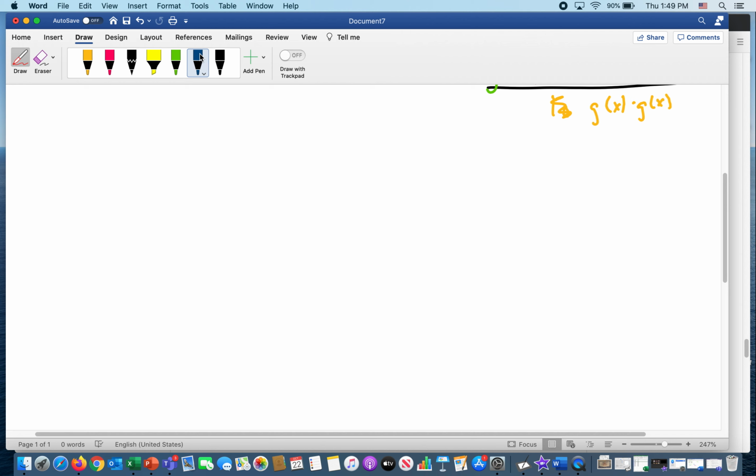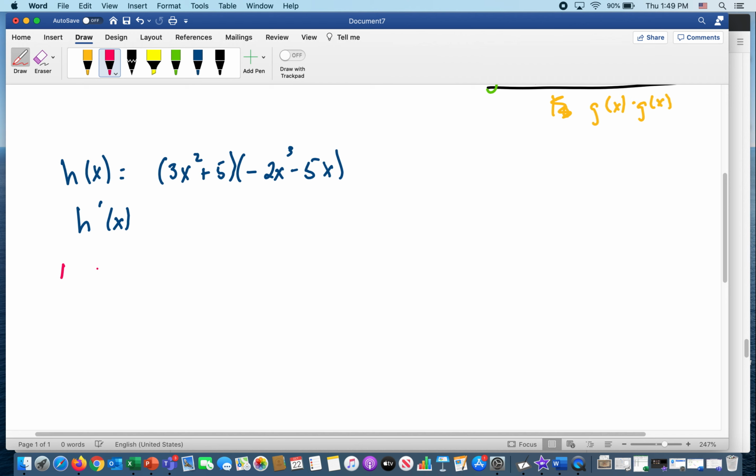So if I take a look at this problem here, which is another problem directly from Newton, I'm going to have h of x equal to 3x squared plus 5 times negative 2x to the third minus 5x. And I want to find h prime of x. What I want to do is identify the first term. The first term here is 3x squared plus 5. I don't really need that parenthesis there. The d1 would just be the derivative of this thing, or 6x.